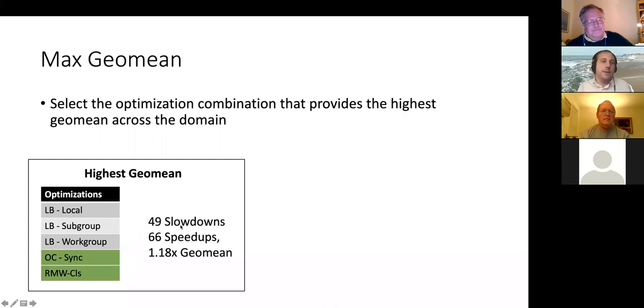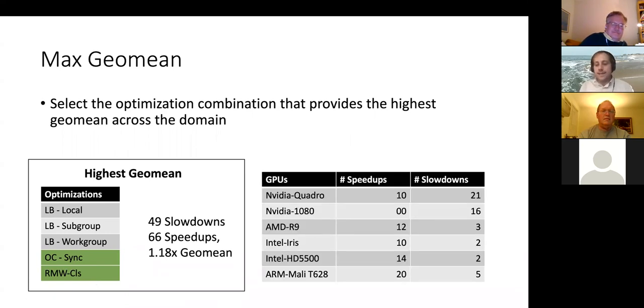So again, you might try a different strategy where you pick the optimizations that yield the highest geomean, and that would give you a 1.18x geomean, and it would enable these two optimizations, which is the on-chip synchronization and the read modify write coalescing. But if you then go and look at the chips, and if you break the slowdowns and speedups across the chips, what you'll find is this optimization combination drastically has more slowdowns on the NVIDIA chips than any of the other chips. That is, if you go for the highest geomean, you're going to end up being biased against NVIDIA GPUs, and that's not something you want your compiler to do.